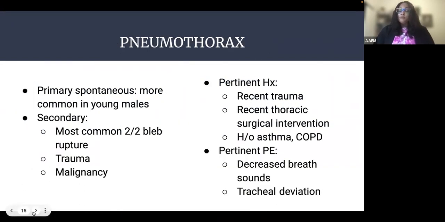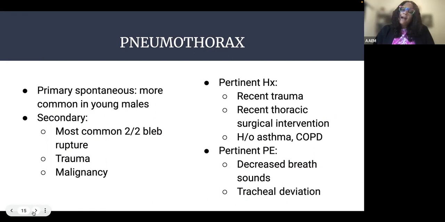So what we're going for here is pneumothorax. Spontaneous pneumothoraces are more common in young males, about a 5 to 1 rate of men to women. And they typically occur in tall, thin, active, otherwise healthy individuals.